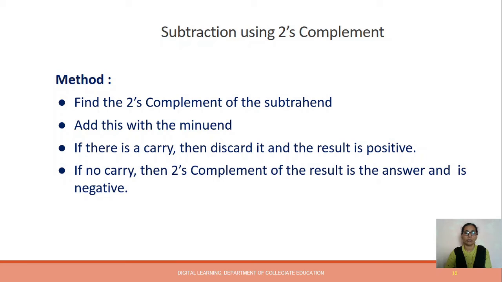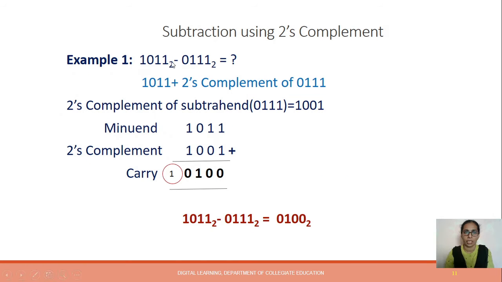So let us see with more examples. Here it is 1011 minus 0111. Perform using 2's complement subtraction. This can be written as 1011 plus 2's complement of 0111. How to find out the 2's complement is, find the 1's complement of this and then add 1. So find the 1's complement of 0111, then add 1.